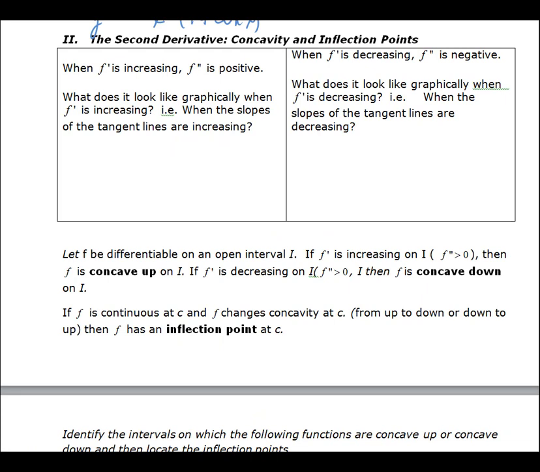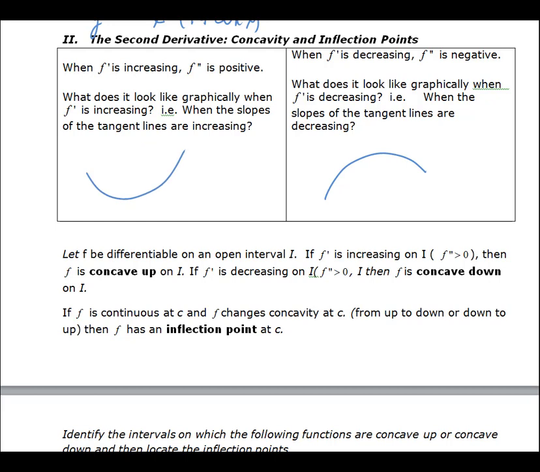All right, now let's look at what the second derivative tells us about a function. We already saw that the first derivative helped us figure out where a function was increasing and where the function was decreasing. And the second derivative is actually going to tell us the concavity and where what we call inflection points occur. Now, if something is concave up, you can think of it as being able to hold water. And if something is concave down, it looks something like that, and it can't hold water.